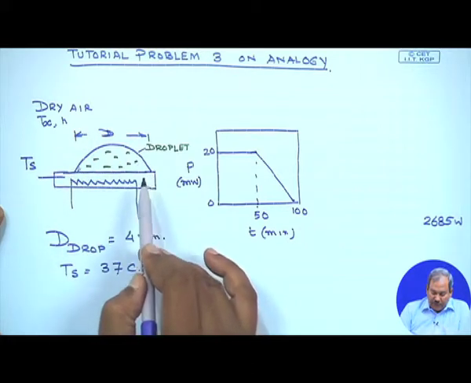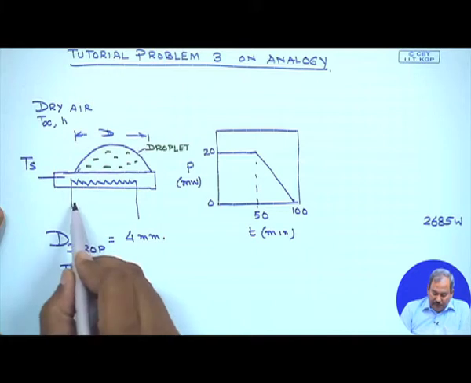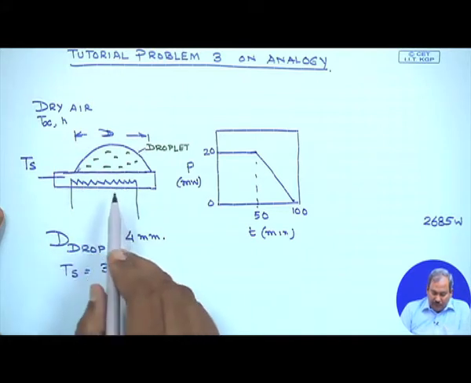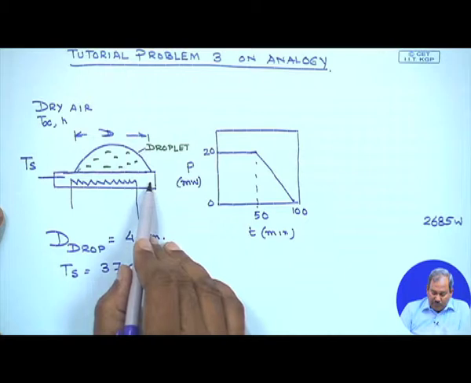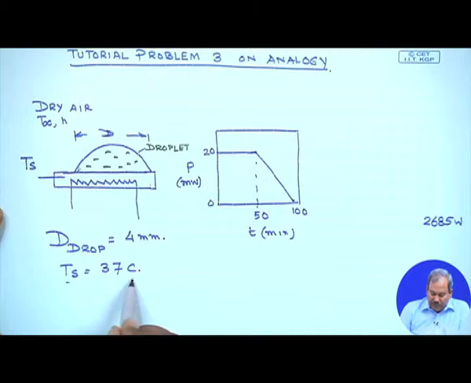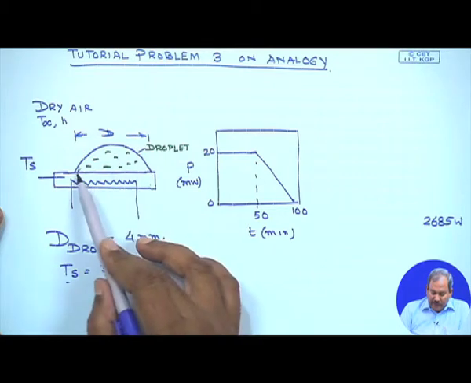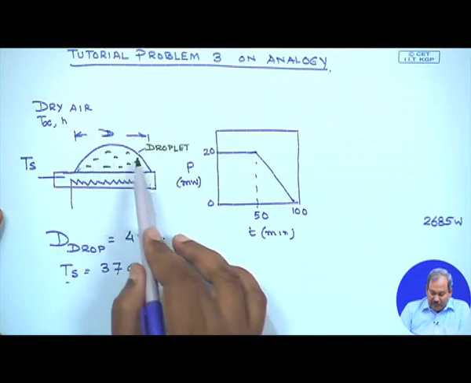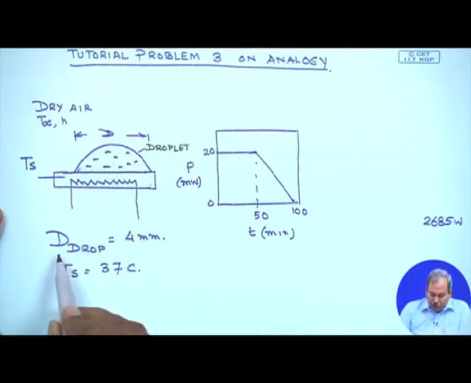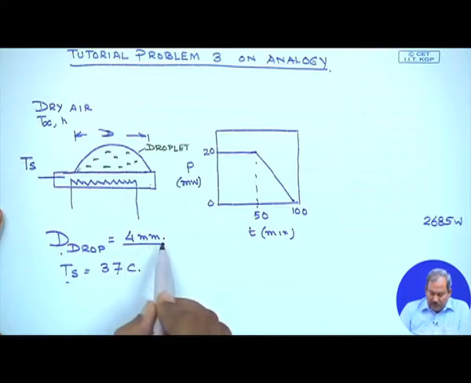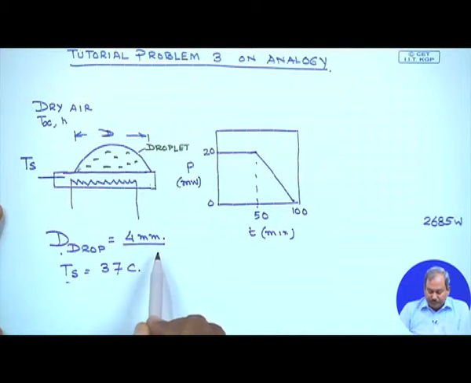It's not a flat type of film, and this heater can be controlled so that the substrate is at a constant temperature of 37 degrees. So, when the temperature is maintained at 37 degrees, the droplet will start to evaporate, and as the droplet evaporates, it has been seen through experiments that the diameter of the drop remains more or less constant at 4 millimeter. This is a common occurrence.